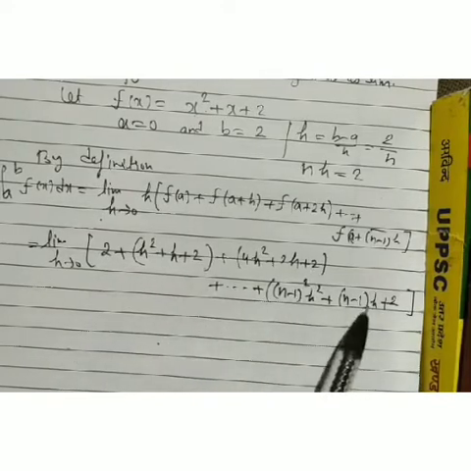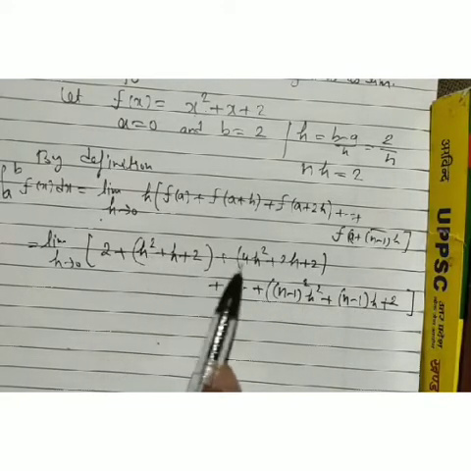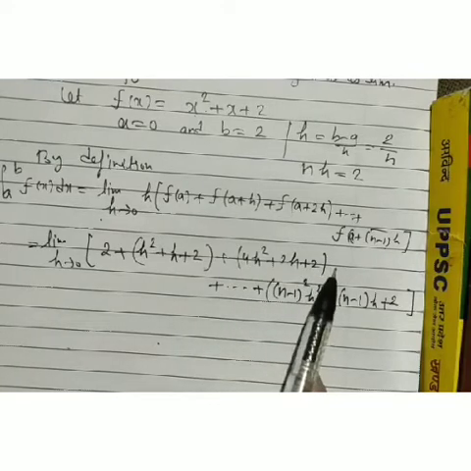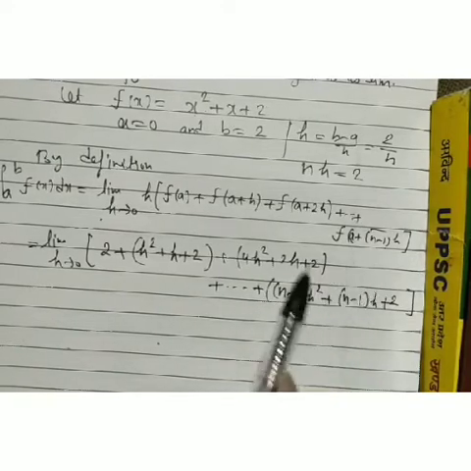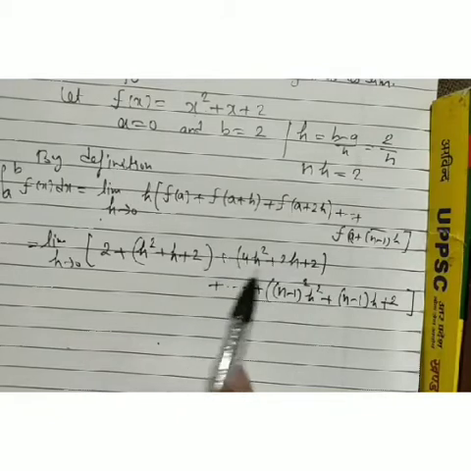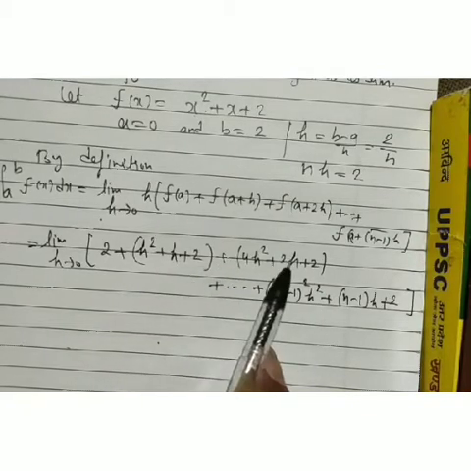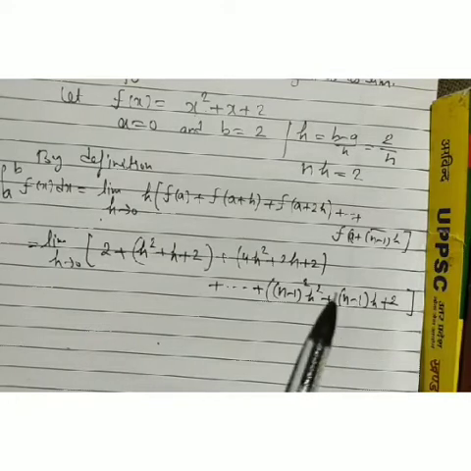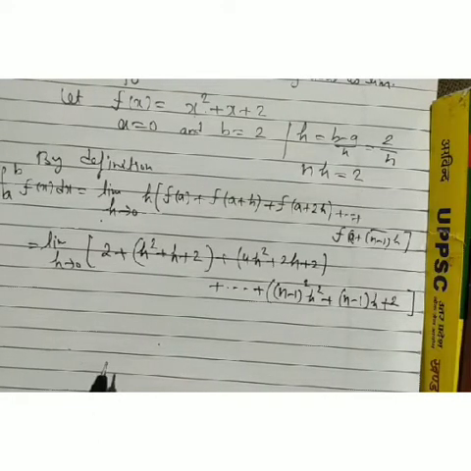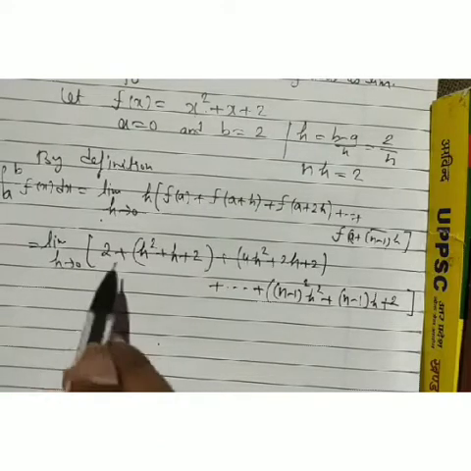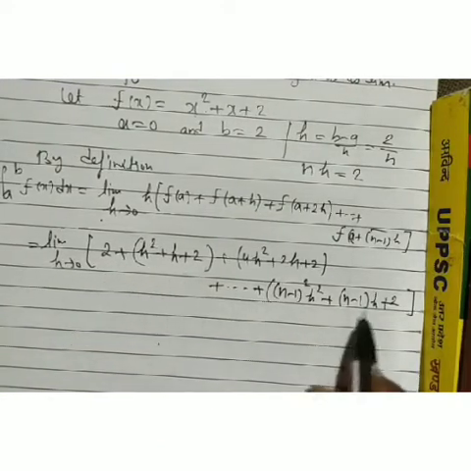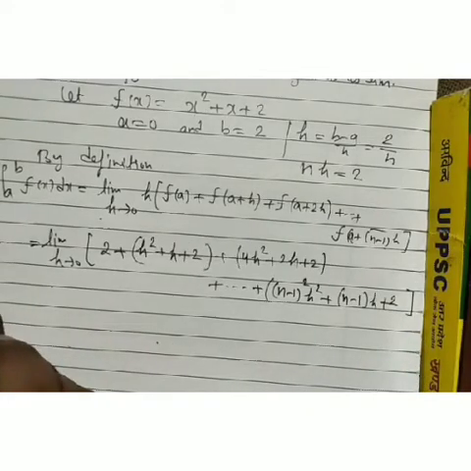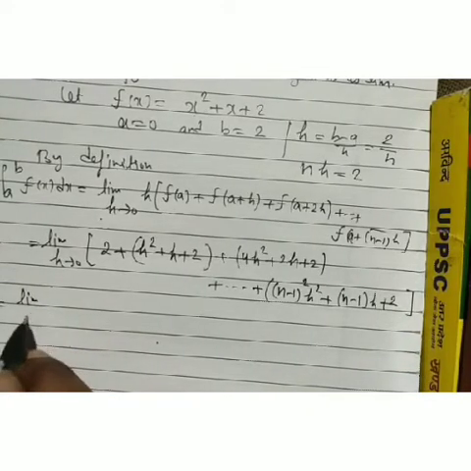We have 2, 2, 2, 2, then h squared plus 4h squared, and then there is 9h squared, then again h plus 2h and so on up to (n minus 1)h. Look what we see, we have a 3-series there. First of all we have 2, n times. Then we break this into 3 series.